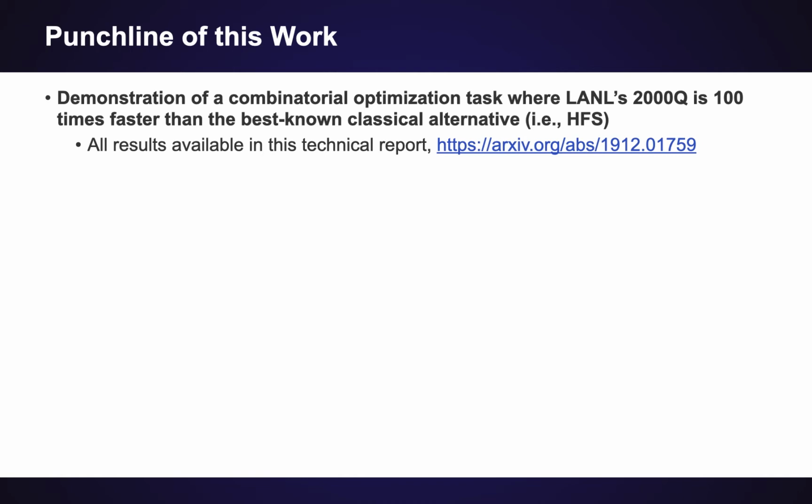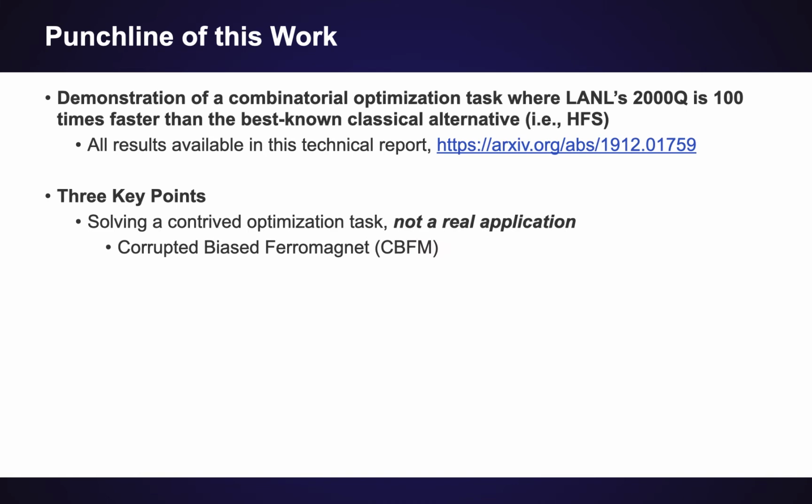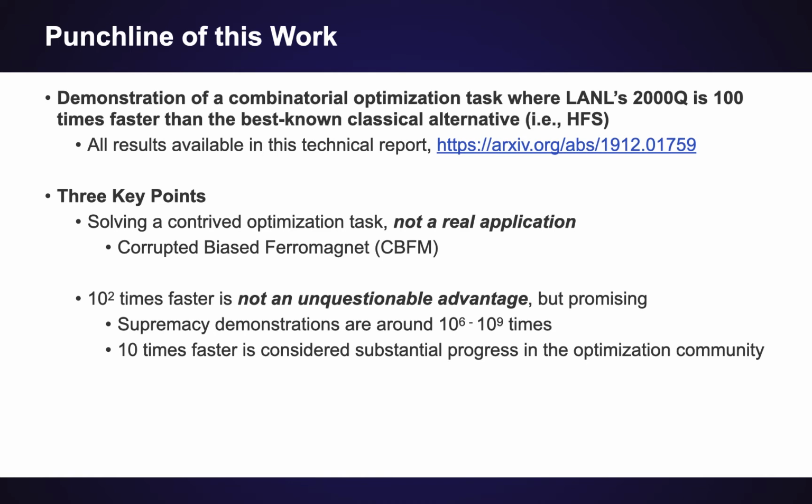Now with that said, I'll give three key clarifications. The first one is that we're not solving a real-world application. In this work, we solve a problem called a corrupted biased ferromagnet, which is a contrived problem that we developed to demonstrate some kind of a performance gain. This demonstration is only 10 to the 2 times faster, and I would not consider that an unquestionable performance advantage, but I would consider that a promising performance advantage.